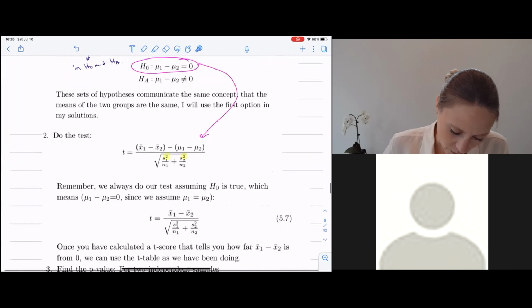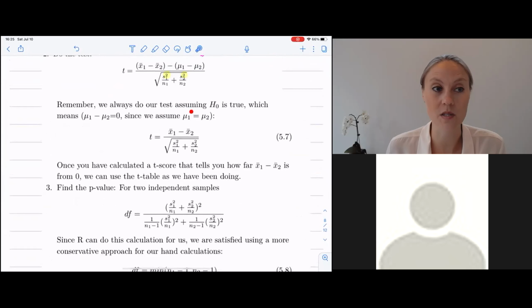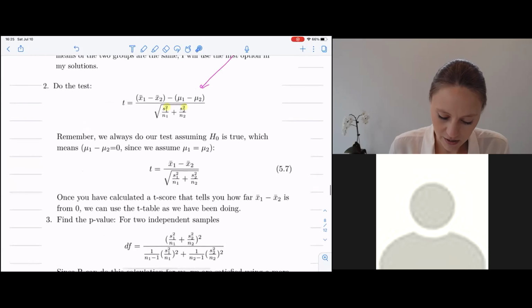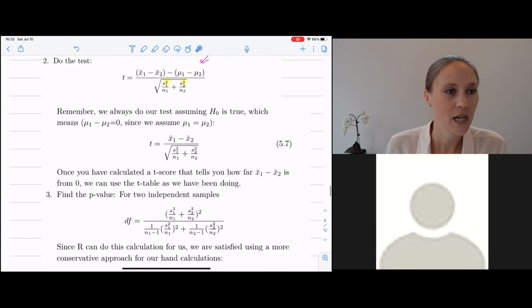Okay, so we always do our test assuming the null hypothesis is true, which means that mu1 minus mu2 equals 0, which we could also get from mu1 equals mu2, right? If mu1 equals mu2, then this would also become 0. They're the same, right? So, all right.